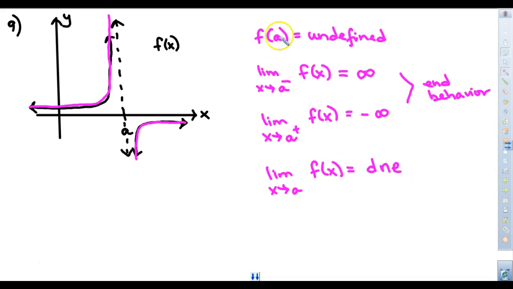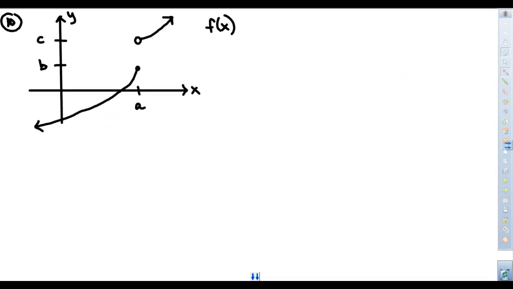Okay? Definitely f of a and the limit at a are not the same. Therefore, f of x is not continuous at x equals a. Okay? All right, number 10.